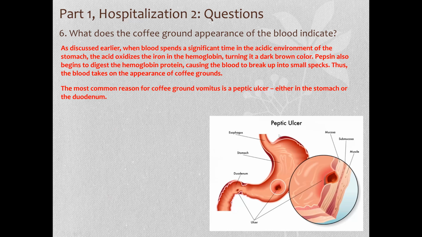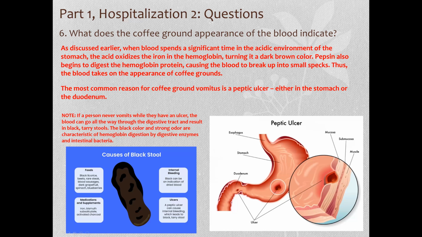So a peptic ulcer is when the acid and enzymes of the stomach eat through the mucosa layer and possibly even down into the submucosa, and this can happen either inside the stomach itself or inside the duodenum where the stomach acid goes next.